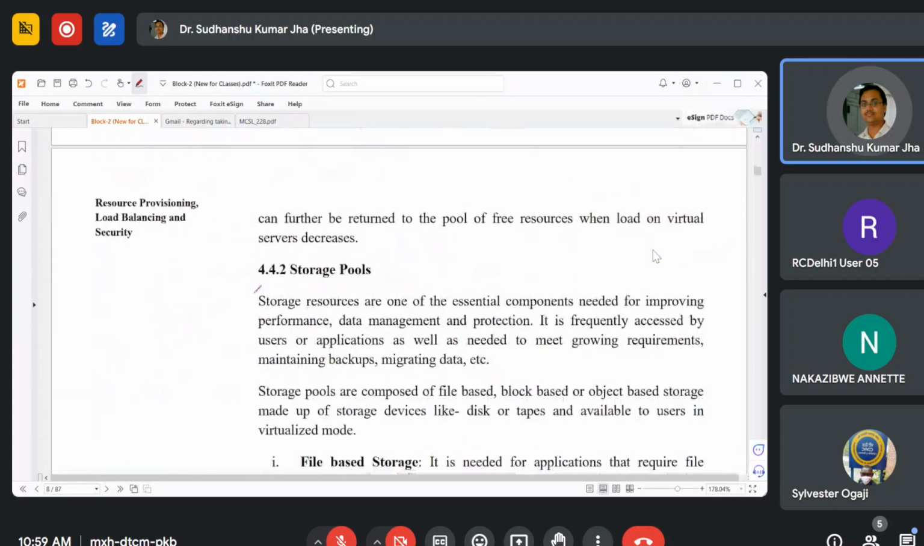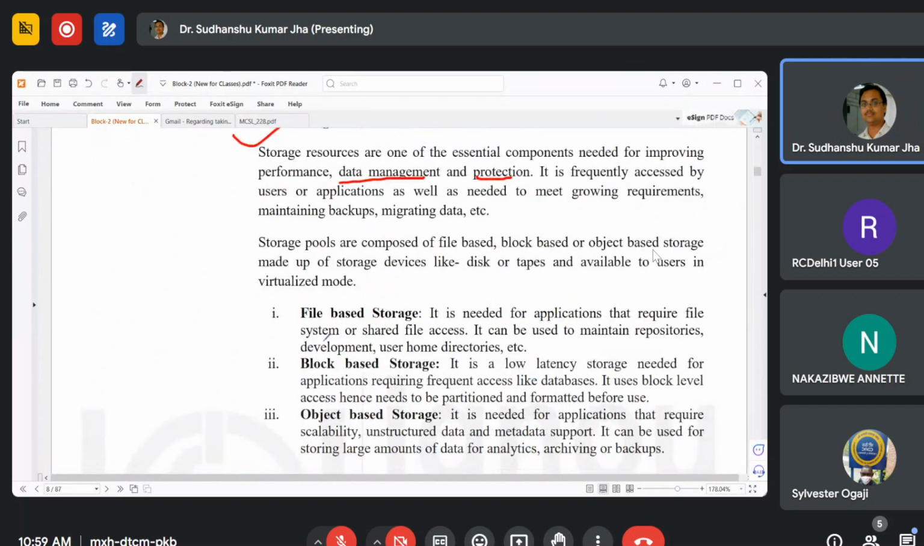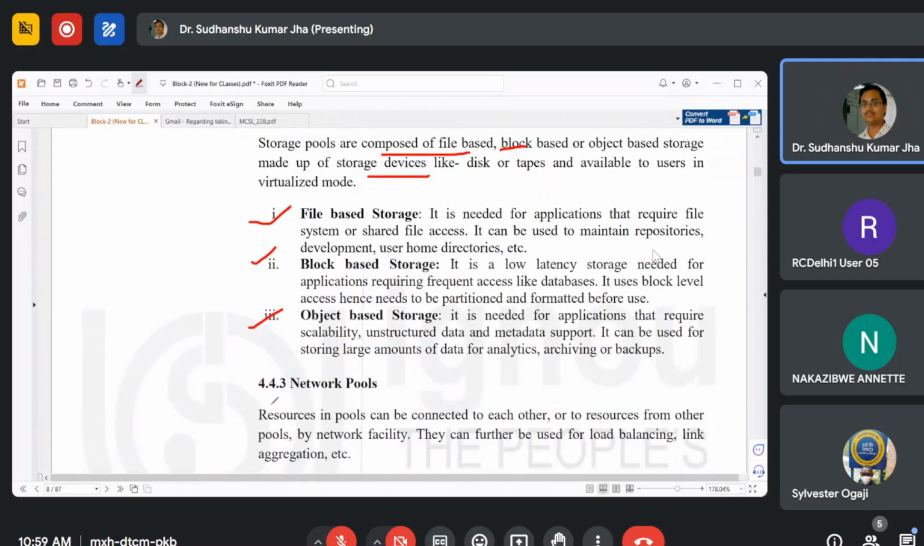Similarly, we have a storage pool. In the storage pool, we are basically looking for the data management and the protection of the data. Storage pools are composed of file-based, block-based, or object-based systems, depending upon what kind of requests the data centers typically take. So file-based storage, block-based storage, and object-based storage are the kinds of storage facilities available.